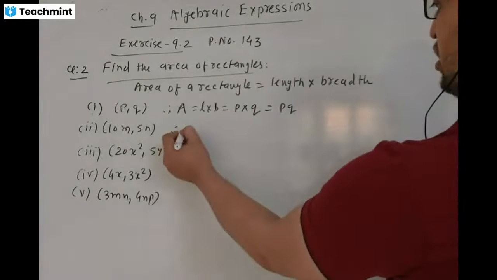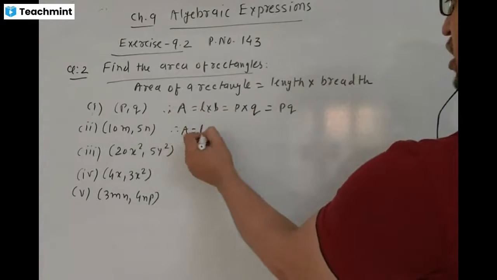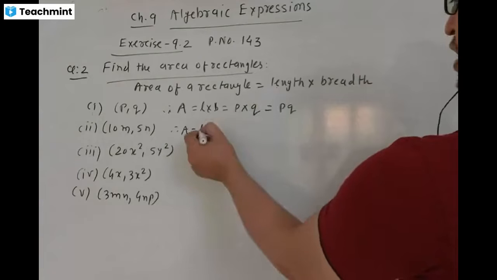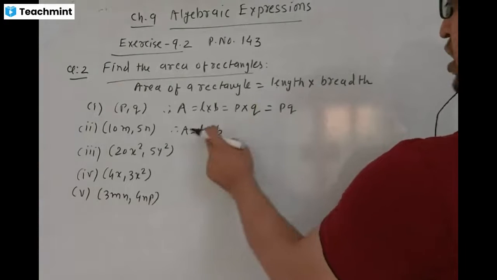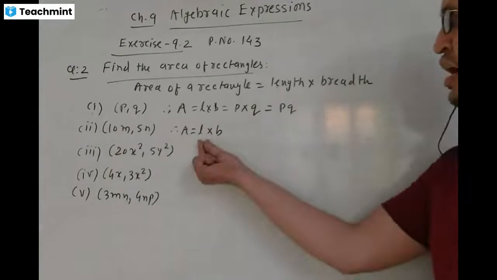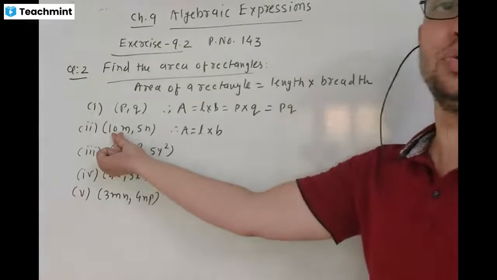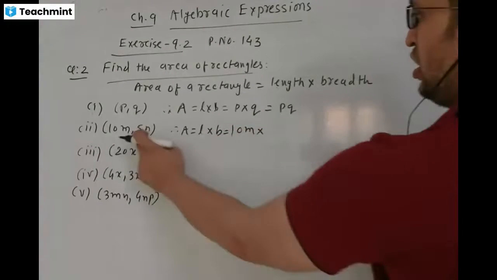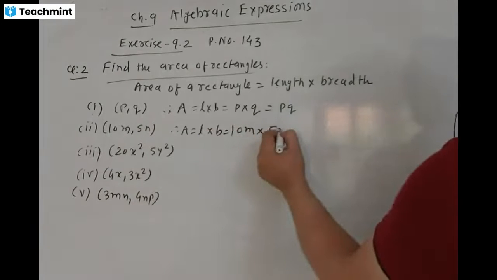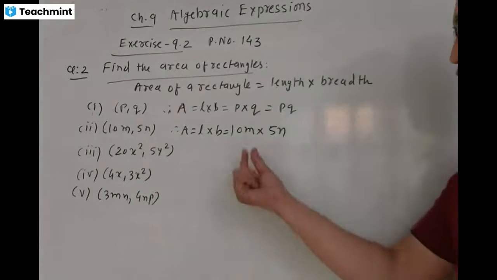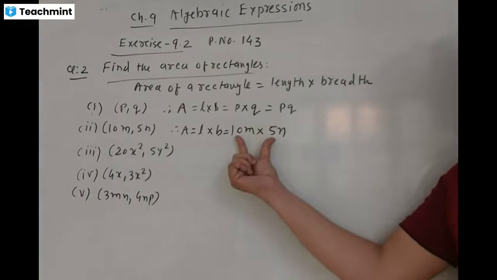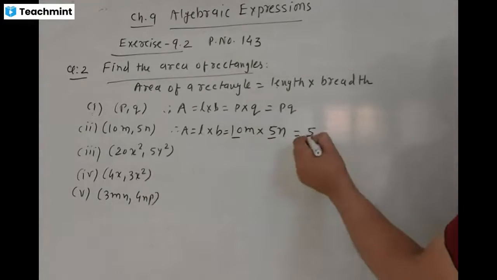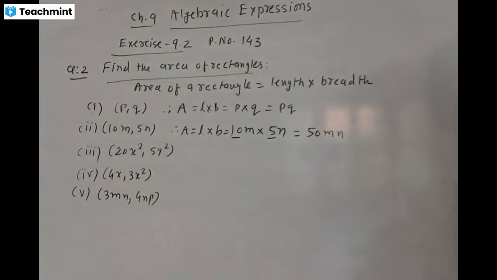Similarly, area of the rectangle A. Area means A, and area is equal to length into breadth. Short form of length is L, breadth is B. First term, L, what is L? L is equal to 10M. What is B? B is equal to 5N. And here, constant multiply with constant term. 10 5s are 50, and mn as it is.